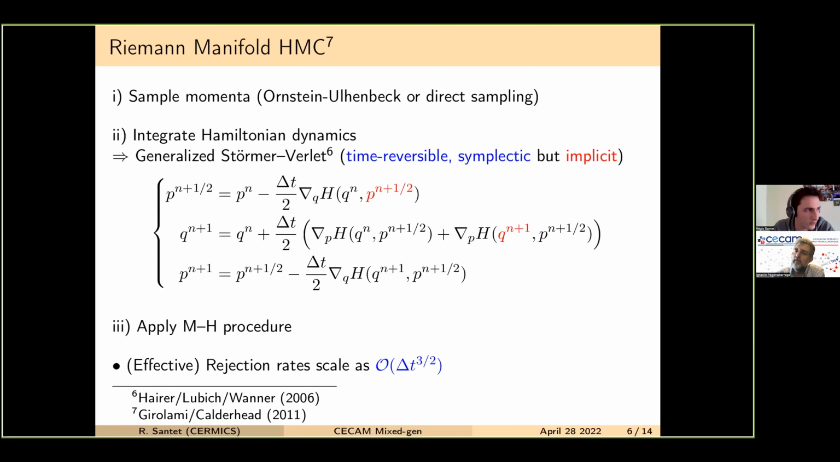Well-tempered metadynamics? Well-tempered dynamics, exactly. Yeah, thanks. I was missing the word for the moment. Yes, and so this is iterative.